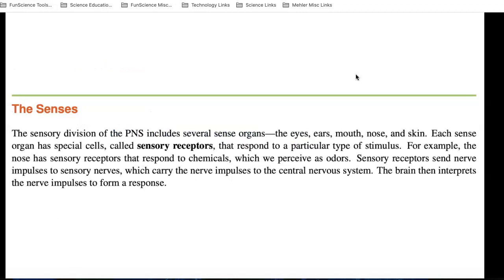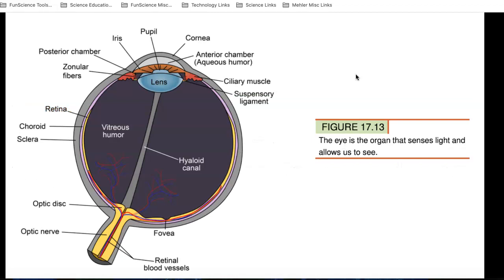Now, in this section 17.1, we're going to talk a little bit about the senses. We're going to talk about your eyes and your ears. We'll mention the mouth, nose, and skin, but all of those are sensory receptors that need to send electrical impulses up to your brain so your brain can make sense of them. For example, let's take a look at this one.